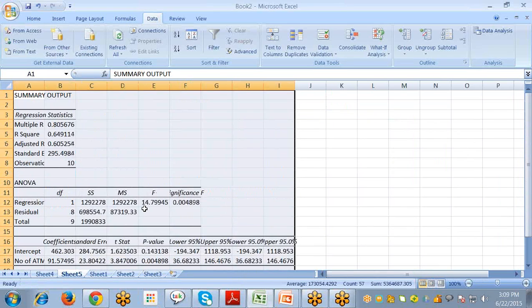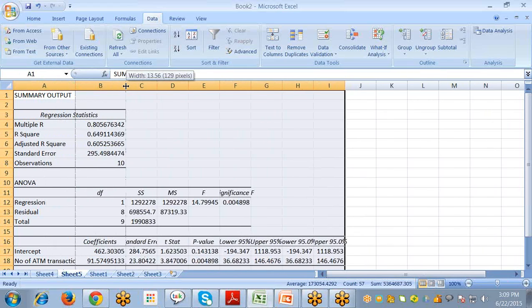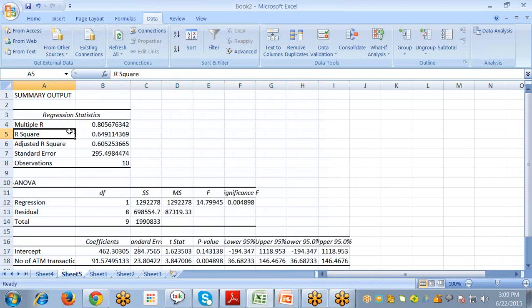So what does this produce? It shows the summary output for the regression on the data I'm providing. The first thing shown here is the regression statistics. R square is 0.64. That means you are able to explain about 60% from y to x. So R square, that means regression, and you are able to explain about 60%.